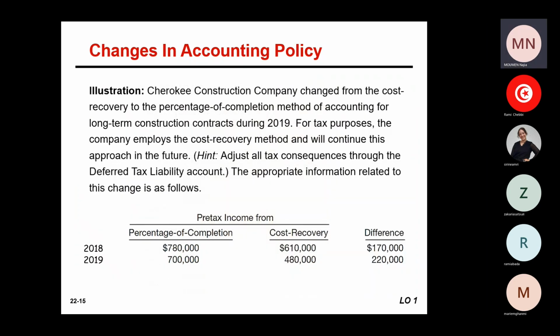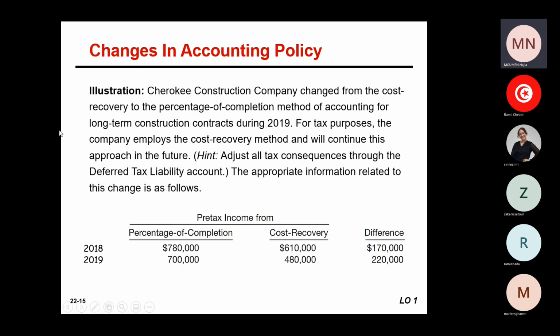So let's see an additional illustration for the change in accounting policy. Now we're talking about Cherokee Construction Company, which changed from the cost recovery method, so still dealing with recognition of revenues over time, to the percentage of completion method of accounting for long-term construction contracts during 2019. For tax purposes, the company is still using the cost recovery method and will continue using this approach in the future. You are given the hint that you have to adjust all tax consequences through the deferred tax liability account. And then you get the appropriate information related to the change in this accounting policy.